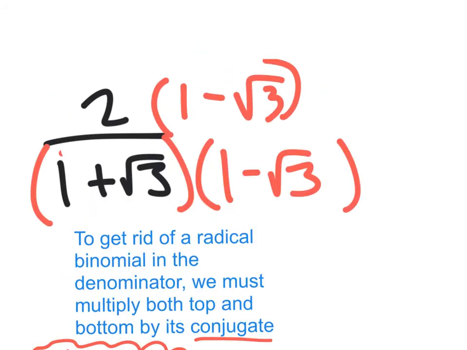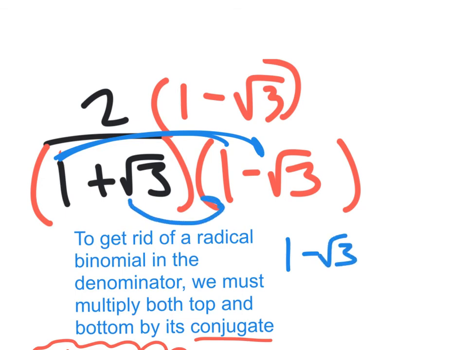And let me actually multiply. What's 1 times 1? 1. How about 1 times negative square root of 3? It's negative square root of 3. And then how about positive square root of 3 times 1? Positive square root of 3. And then how about positive square root of 3 times negative square root of 3?